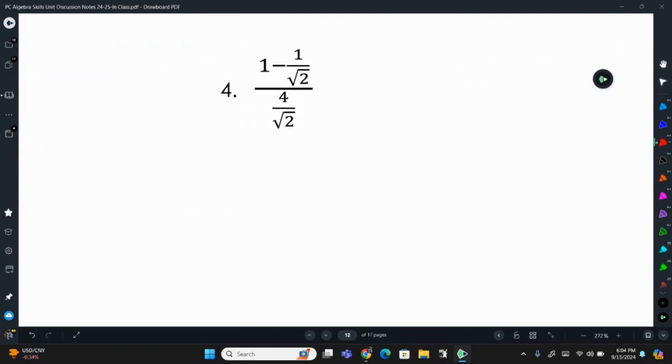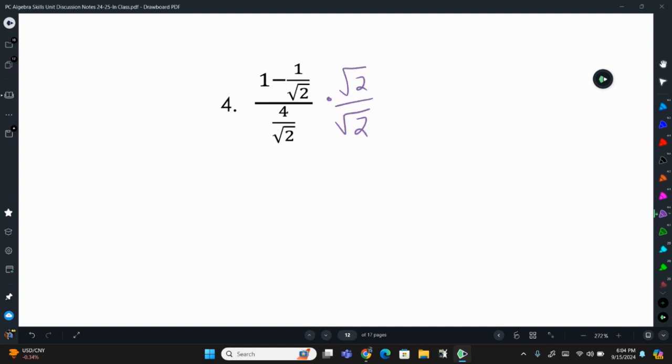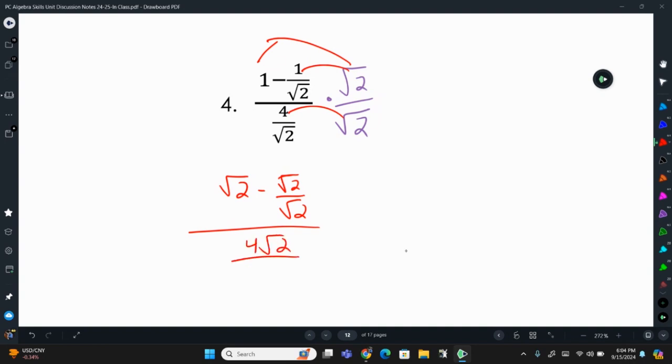Now this last one, just because there's radicals, that's okay. And you'll notice there's radicals in the denominator, so you could rationalize everything, but the easiest way to approach this problem is multiply, again, by the least common denominator of all these little fractions here, and distribute. So it's going to become the square root of 2 minus 1 times the square root of 2 is going to be the square root of 2 over the square root of 2 over 4 square root of 2 times the square root of 2.